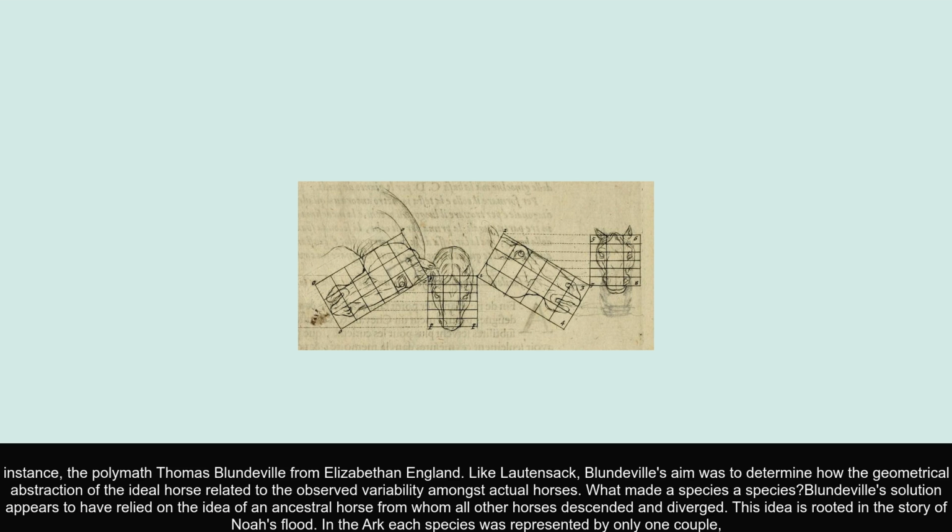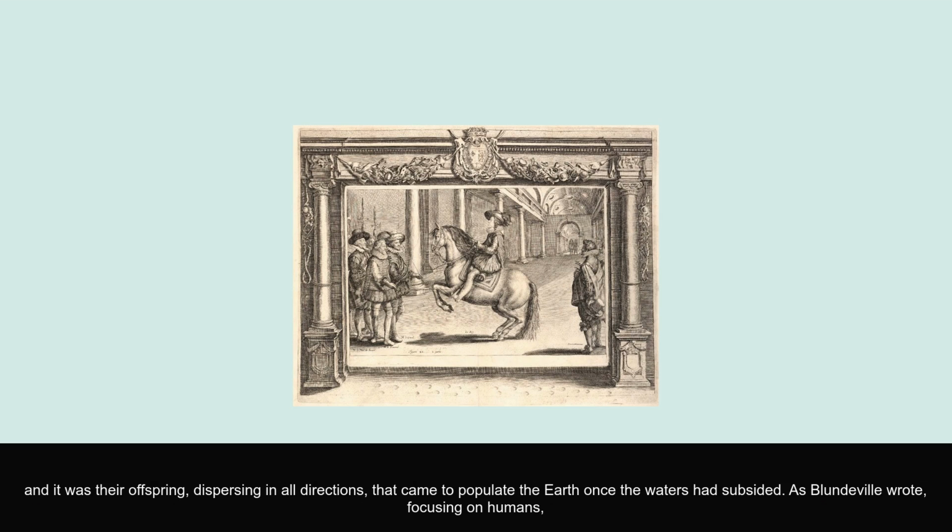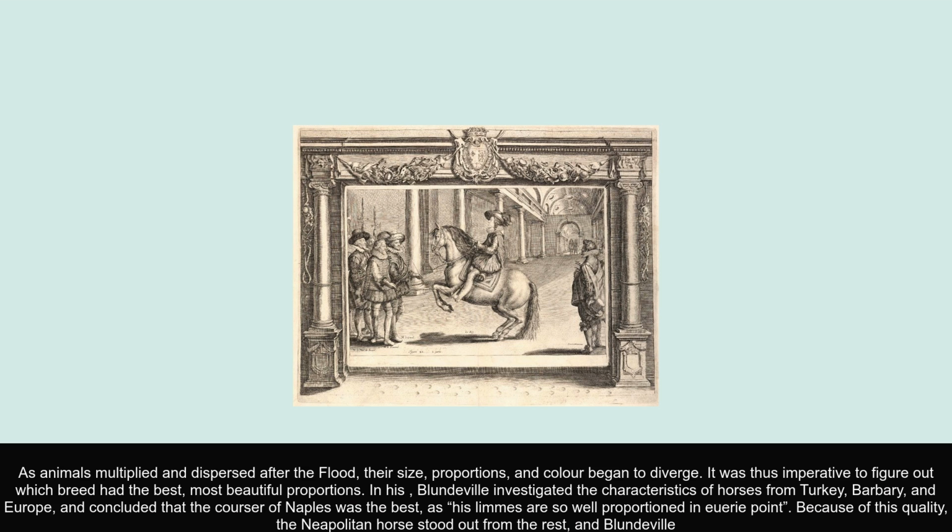In the ark, each species was represented by only one couple, and it was their offspring, dispersing in all directions, that came to populate the earth once the waters had subsided. As Blundeville wrote, focusing on humans, though God Almighty hath created all men of one self blood, and that although they take their beginning from the ark of Noah, and that all men be of one self quality and shape of the body, yet they differ in greatness, in proportion of members, and in color. As animals multiplied and dispersed after the flood, their size, proportions, and color began to diverge.